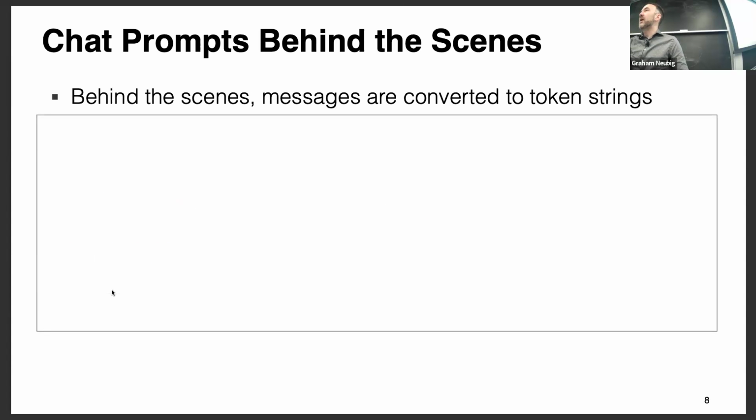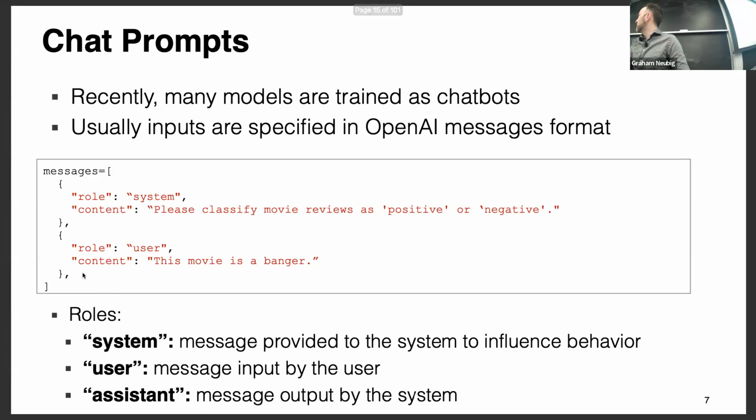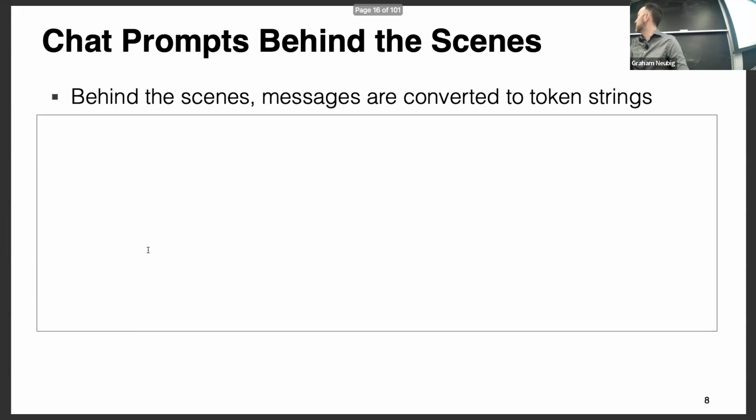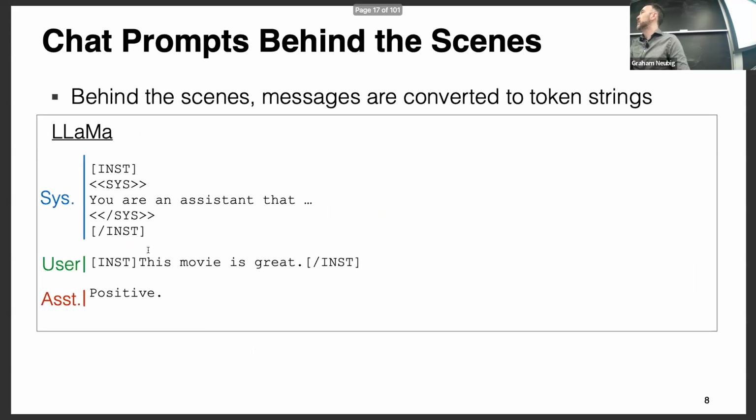So what's happening behind the scenes with these chat prompts? Basically, they're being converted into token strings and then fed into the model. Despite the fact that this is fed in this format, which makes you think that maybe something special is going on, in most cases these are just being fed into the model as a prompt. So these are just a special version of a template.